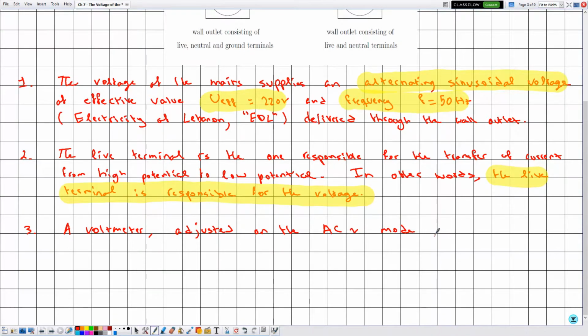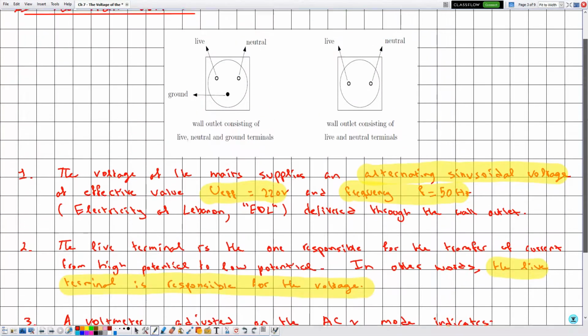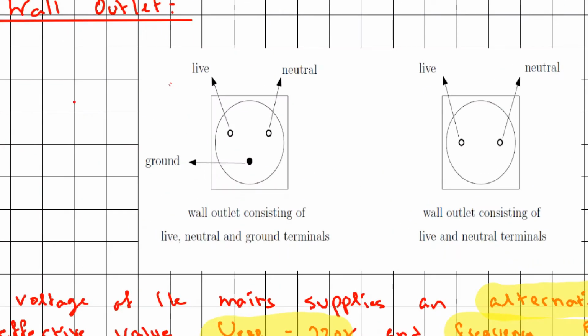So let's say a voltmeter adjusted on the AC mode indicates. So let me say here we have idea A, idea B, idea C. Now we know that the voltmeter has two terminals. Forget about the COM terminal here, because we are not distinguishing between the positive or the negative pole. So for example, we can connect the voltmeter like this, or we can connect the voltmeter like this, or even like this. Okay, and depending on each connection, the indication of the voltmeter will be different.